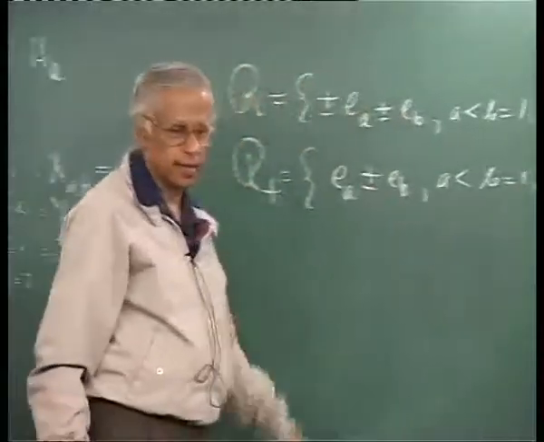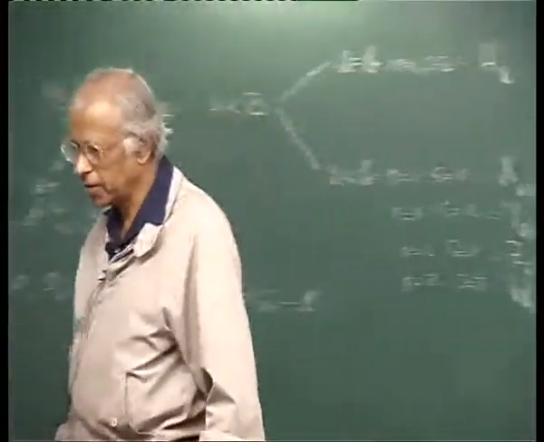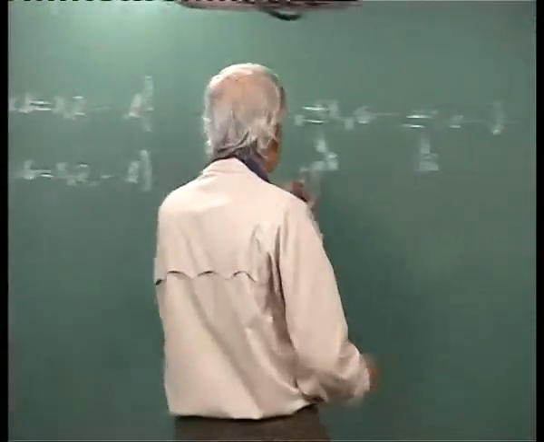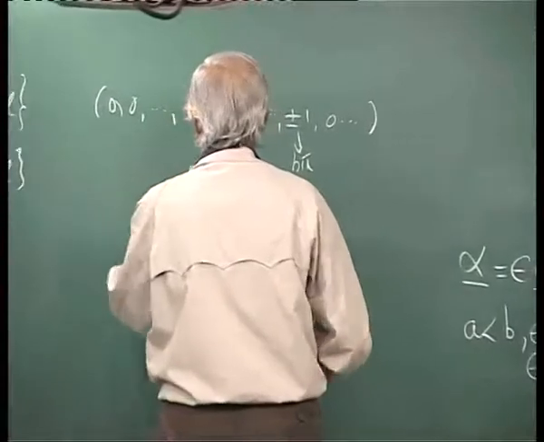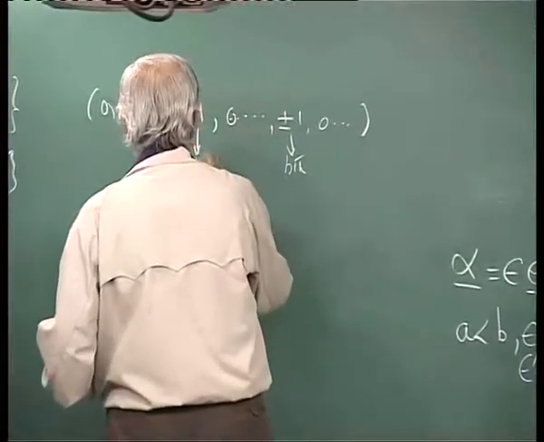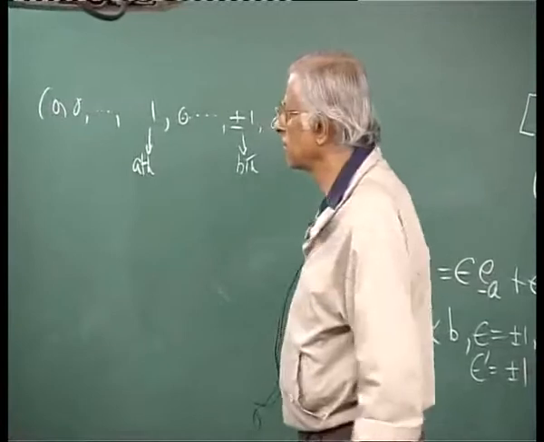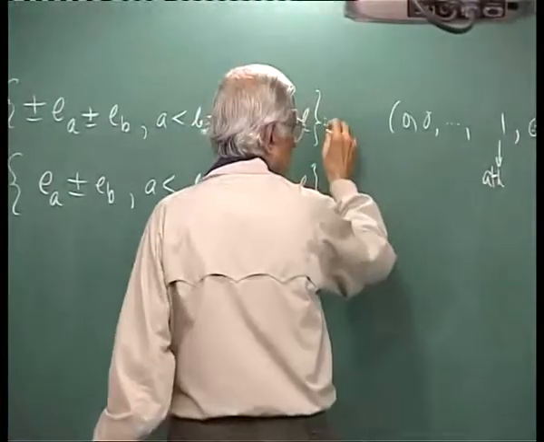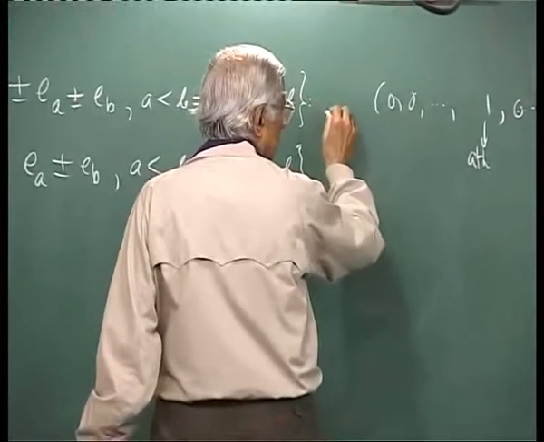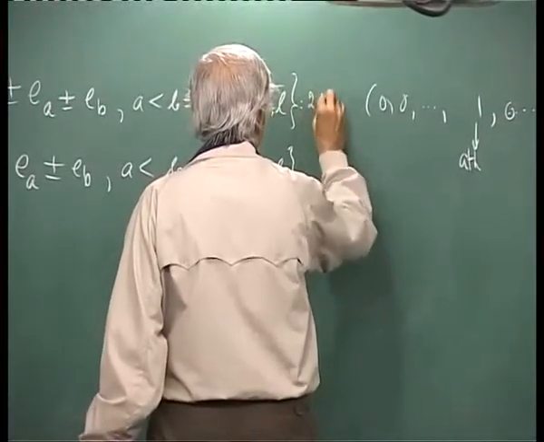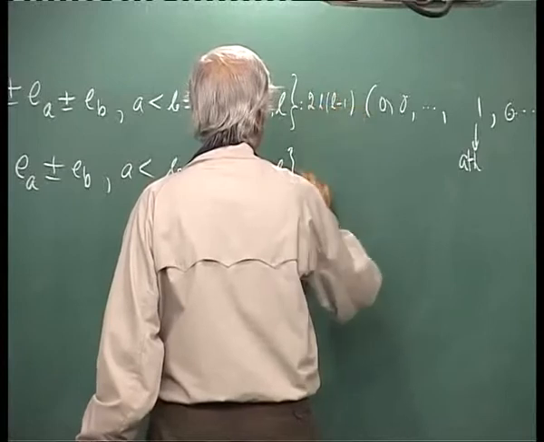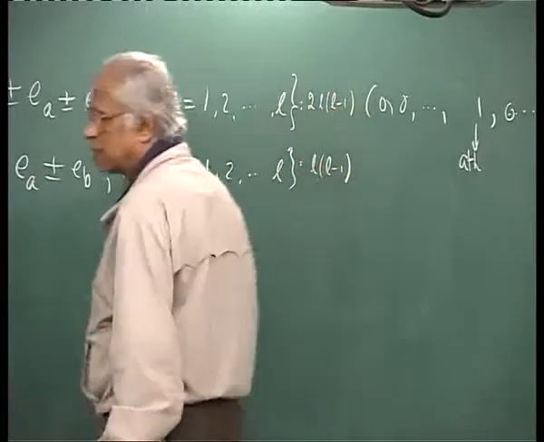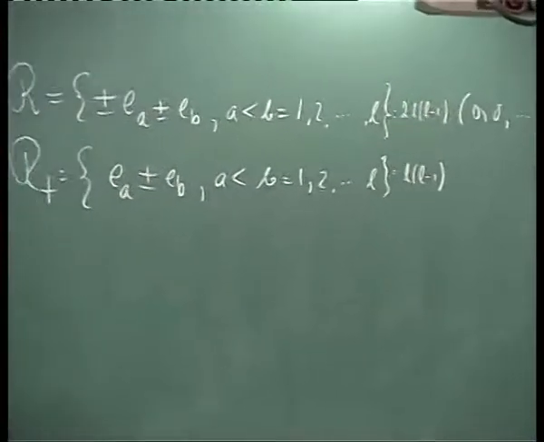This is very easy. It's trivial upon inspection, upon sight. And so the positive roots have only plus 1 in the A-th position. All right? So again, let us see, the number of all roots is, I keep forgetting, 2L into L minus 1. That's the number of all roots. The number of positive roots, L into L minus 1. I hope these numbers are correct.